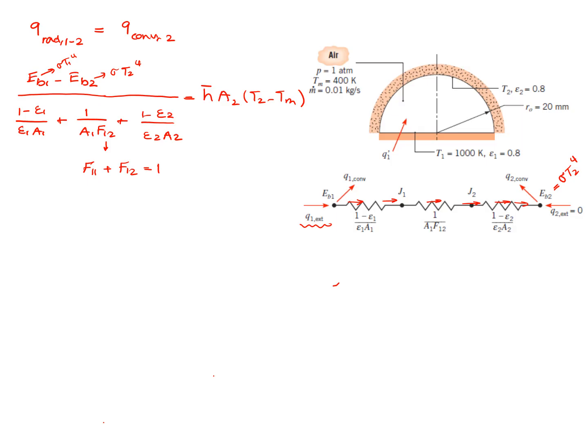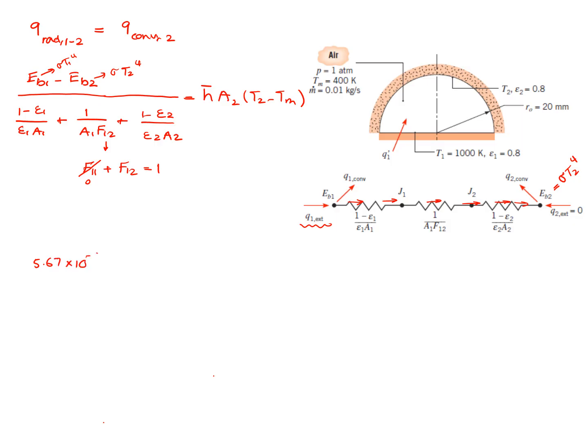And because we know that surface 1 is a flat plate, it doesn't see itself. So F11 is going to be 0. It doesn't view itself. So then F12 is going to be 1. So now I only have one unknown in this relation. If I substitute the values in the rest of the relation, I should be able to get my T2 from here. So let's get started on that.